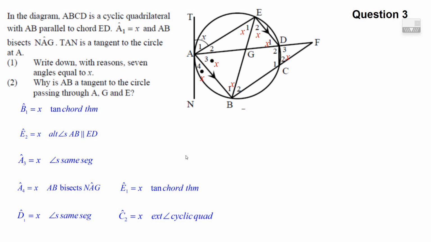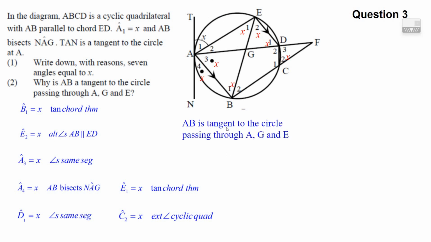Now the next question is, why is AB a tangent to the circle passing through A, G, and E? Well, there's your triangle. There's A3 equals X. Well, if this was a chord, this would be the angle between the tangent and the chord, and it would equal the angle at the top of the triangle in the alternate segment. So then that would make it possible for a circle to go through there.